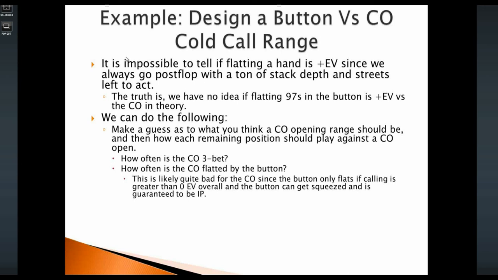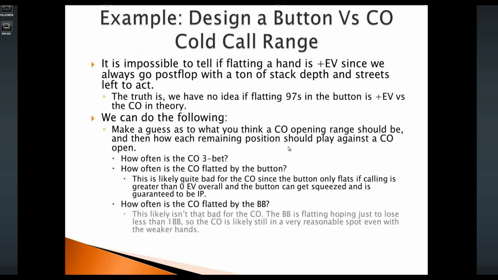So if the cutoff's worst opening hand is something like King 5 suited, then when we flatten the button, obviously that's quite bad for the cutoff. Even though there'll be dead money from the blinds, he has a very weak hand and he's out of position. How often is the cutoff flatted by the big blind is what I meant to write.